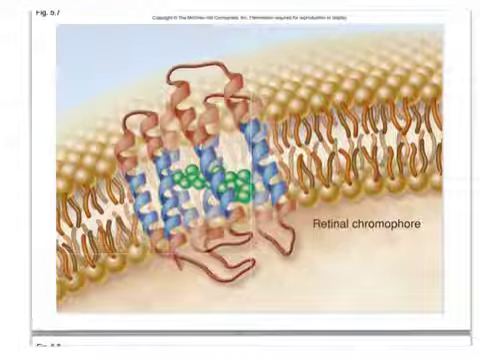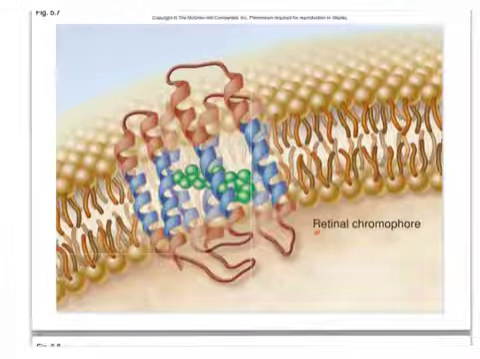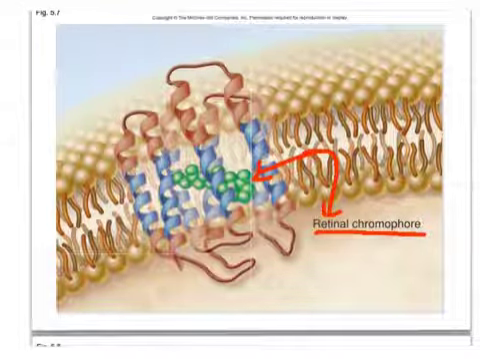Again, here's another example. Okay, this is the retinal chromophore. Where you have retinal, and this is retinal here. And retinal is just a version of vitamin A. Okay, and I believe this is the bacterial retinal chromophore, and it responds to photons of light.